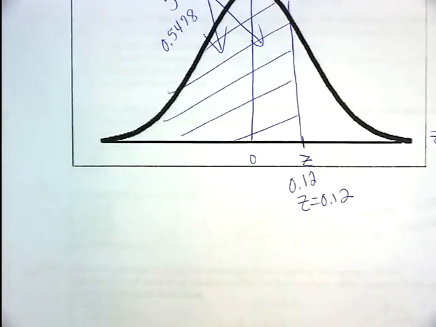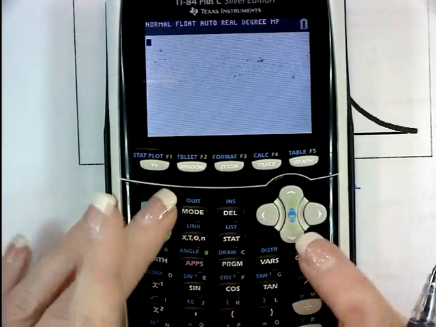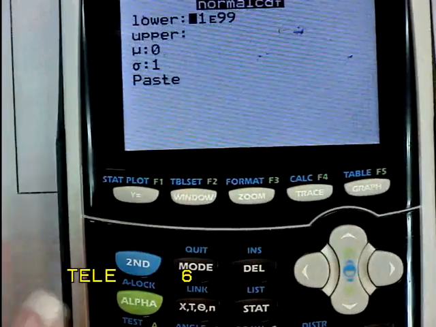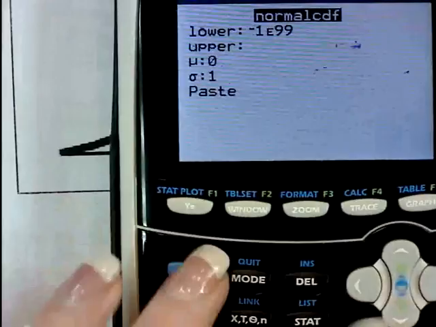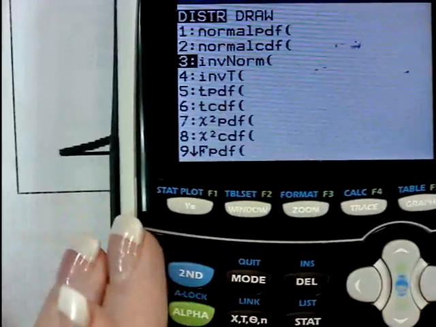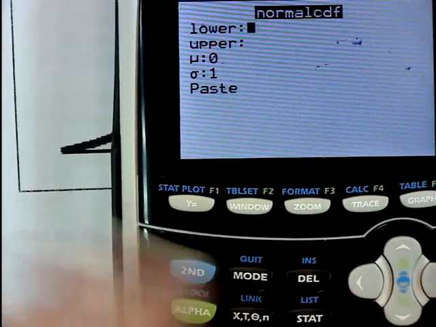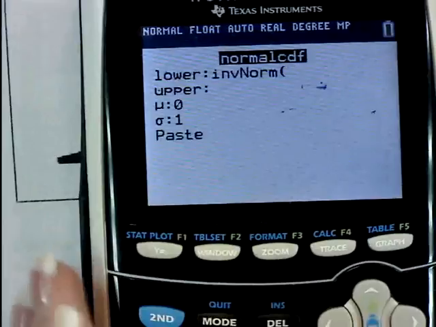There's your z-score. And on the calculator, it would be as easy as second distribution, normal CDF. And you would go, actually, second distribution, invert the norm. The area below, invert the norm, number 3. Finally.